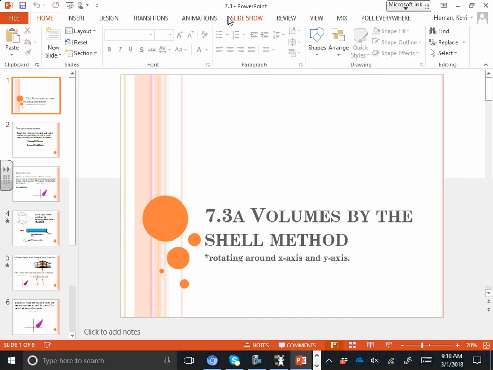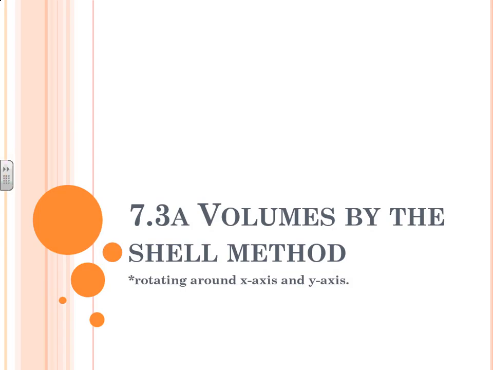Okay, today we're going to talk about the shell method, which essentially means we're going to take those rectangles and rotate them about the other axis, okay? We're going to focus on both X and Y axes today, and then tomorrow we'll focus on the different lines, like Y equals 2, X equals -4, those kinds of things. So we need to talk about how these are different, okay?